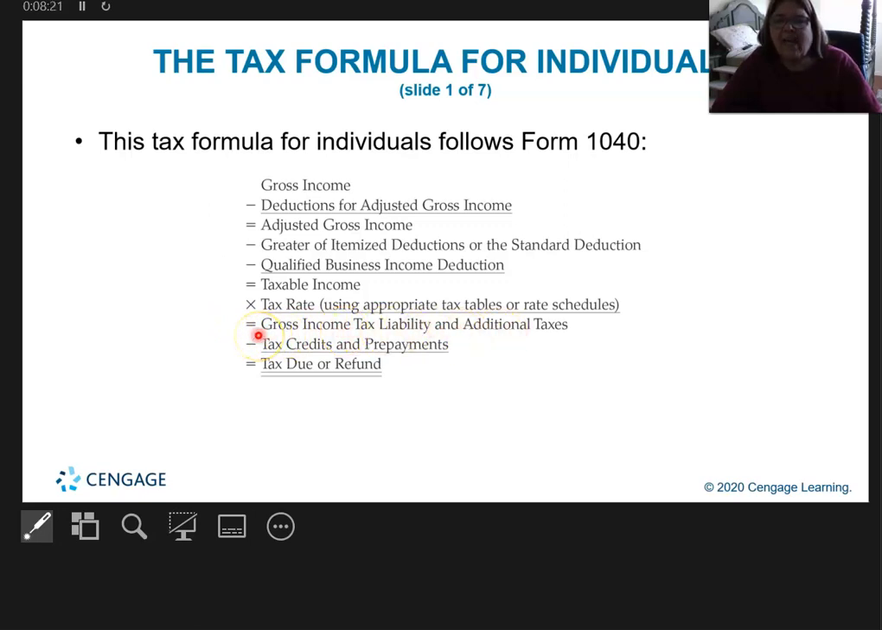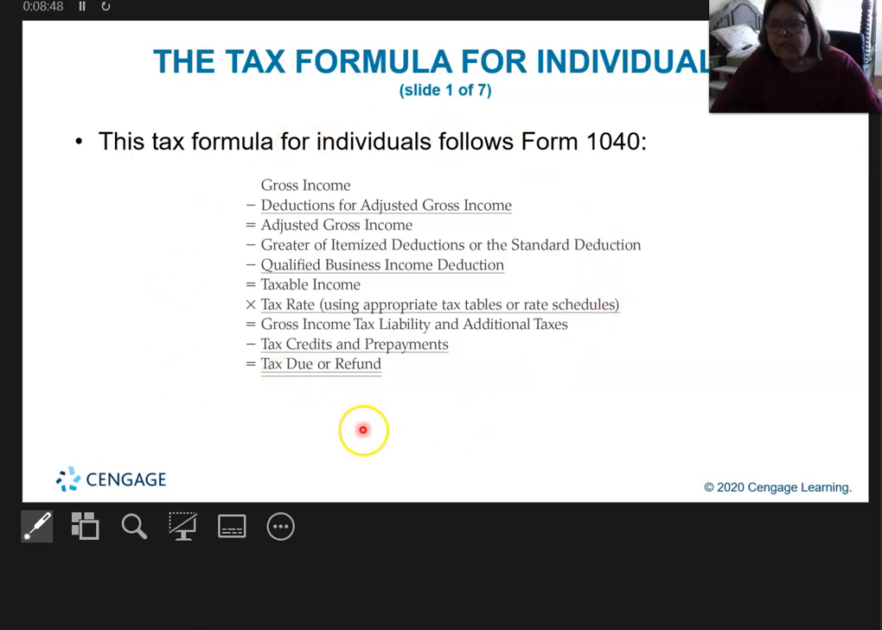So that amount is how much money you owe the government, minus tax credits and prepayments. Prepayments are when money has been withheld from your paycheck for FIT, federal income tax. So that's every payday you're paying a prepayment. So how much you owe minus how much you already paid equals how much you're going to get back as a refund, or how much more money you owe.